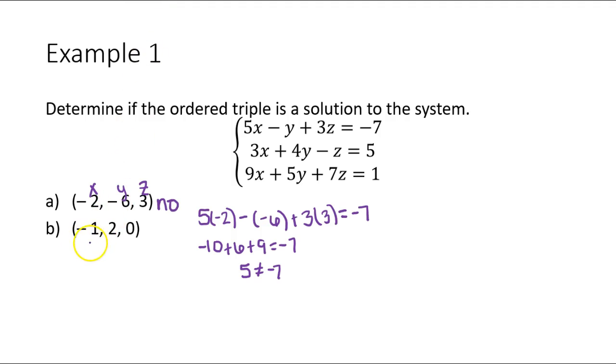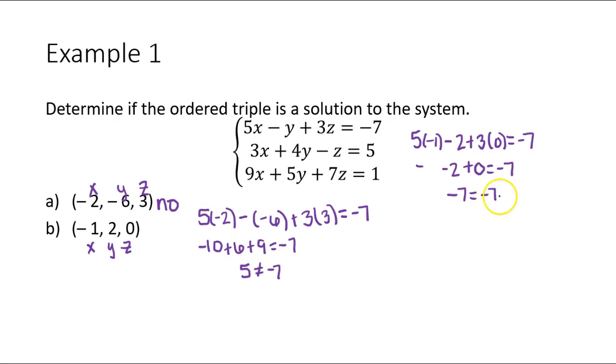Let's try B. We'll plug this number in for x, this one in for y, and this one in for z. Remember, we have to plug it into all 3 of the equations and make sure it works. We have 5 times -1 minus 2 plus 3 times 0, and we want that to be equal to -7. I have -5 minus 2 plus 0, and -5 minus 2 is -7, and -7 plus 0 gives me -7, and they are the same thing.